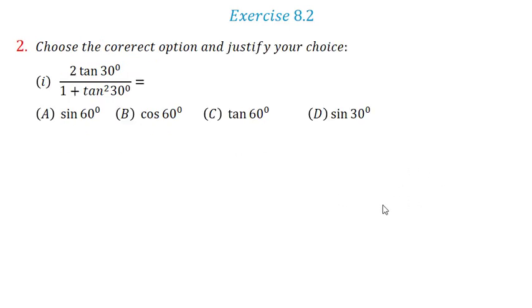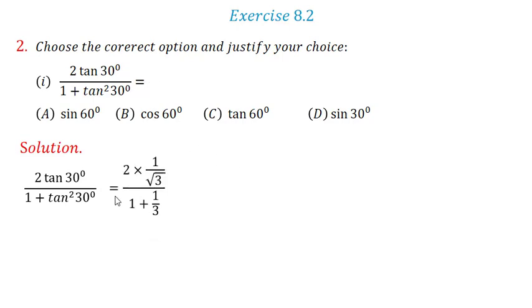Now the second question is: choose the correct option and justify your choice. 2 tan 30 upon 1 plus tan square 30. First I will calculate this term and see what answer I am getting. So 2 tan 30, the value of tan 30 is 1 upon root 3. In the denominator I have tan square 30, so the value of tan square 30 is 1 upon 3. Now I will simplify it. After simplification I got the answer as root 3 by 2.